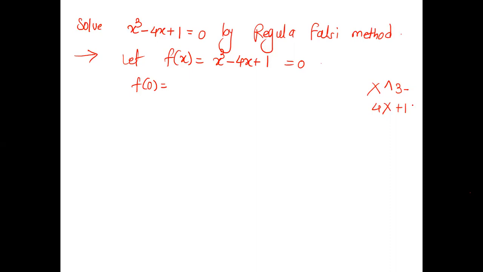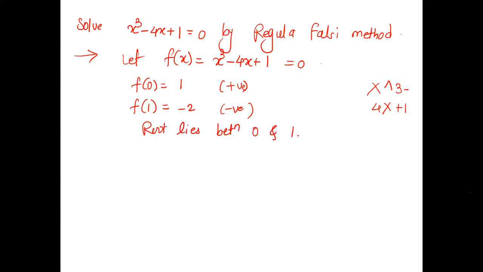So calculate f of 0. It is 1. Good. What is f of 1? Minus 2. Correct. So f of 0 is positive, f of 1 is negative. Done, no need to solve further. So positive, negative, so the root lies between 0 and 1. And we'll go into more detail. So we should check now f of 0.5. Check this.